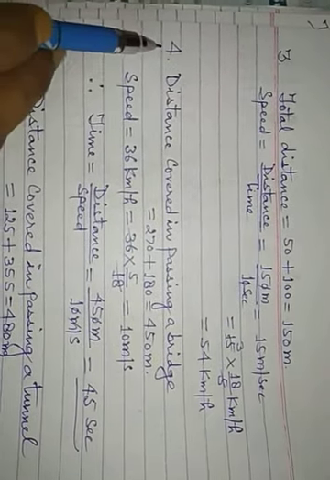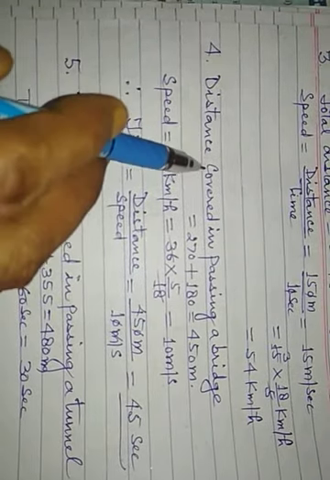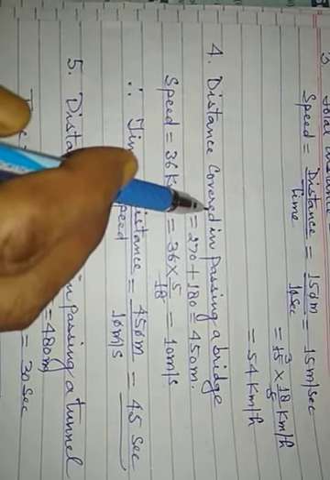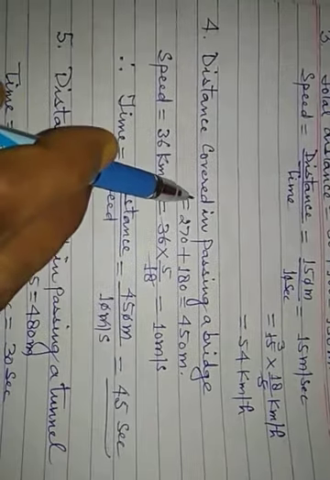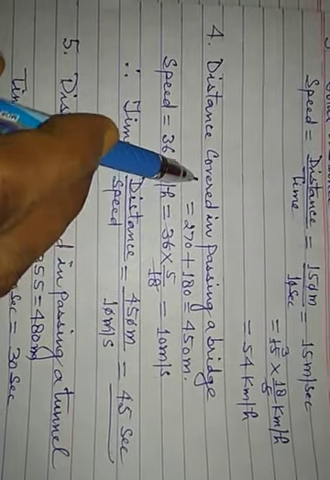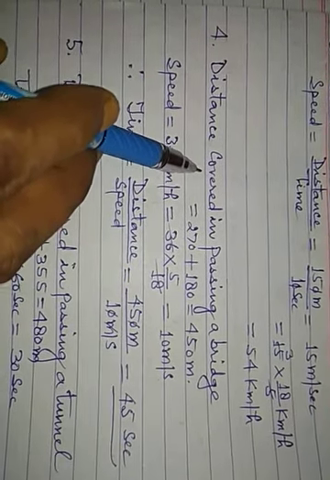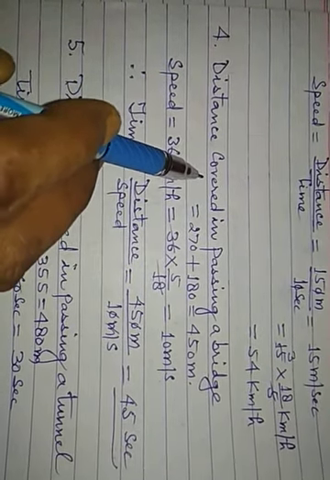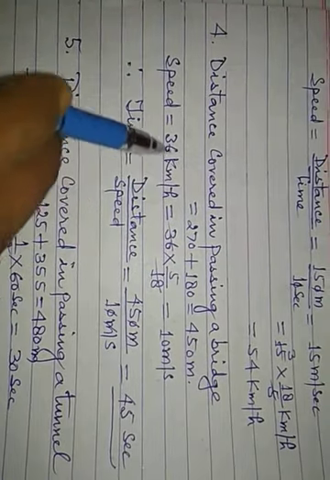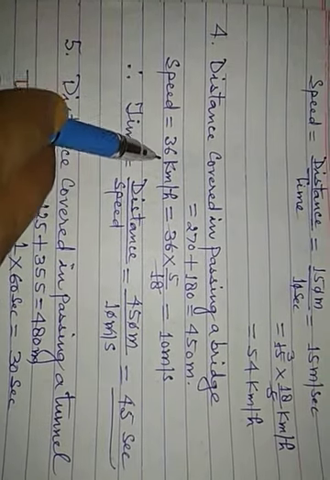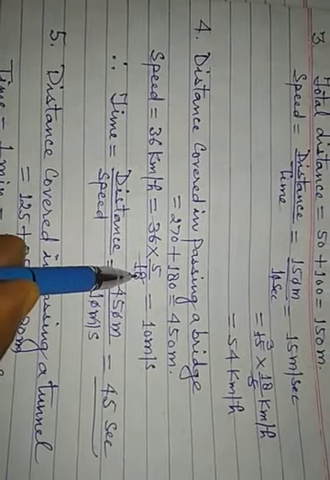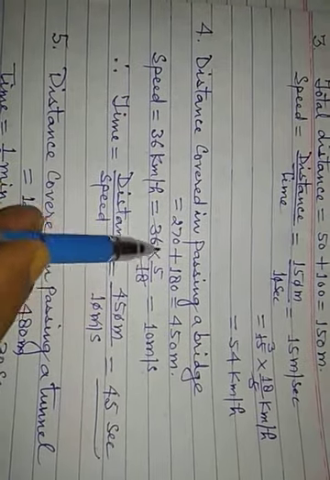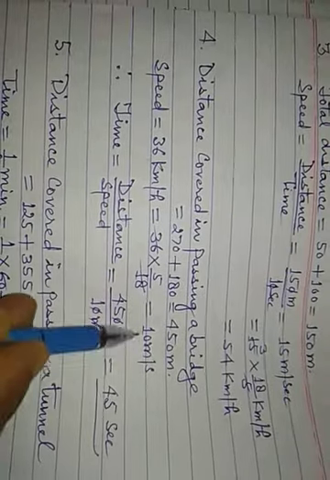Now question number 4. A train 270 meters long is running at a speed of 36 km per hour. 270 meters long means this is distance. Speed is 36 km per hour. So change this speed 36 km per hour into meter per second. So 36 into 5 upon 18. 18 2 ja 36. 2 5 ja 10. So 10 meter per second.